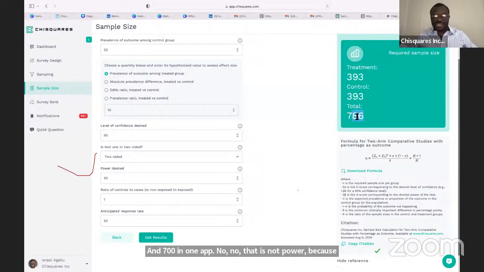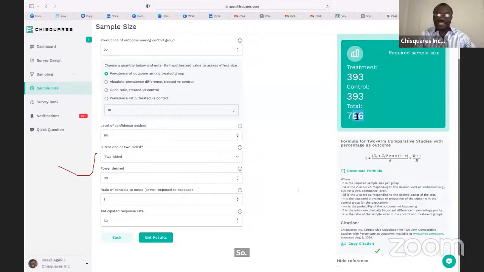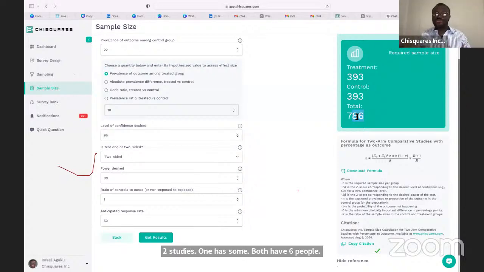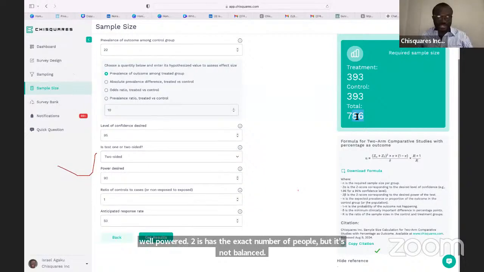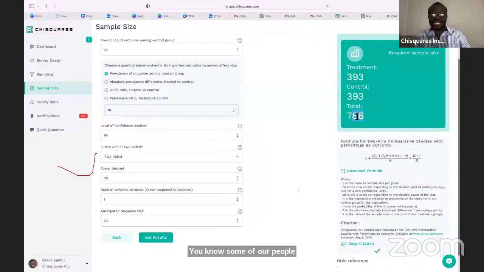So two studies, both have 786 people. Study 1 is balanced, it's well powered. Study 2 has the exact same number of people, but it's not balanced. It has 700 people in one arm, 86 in the other. That is not a good study, right? So you want to strive for balance, because again, the take-home lesson is that power is driven by the smaller arm.